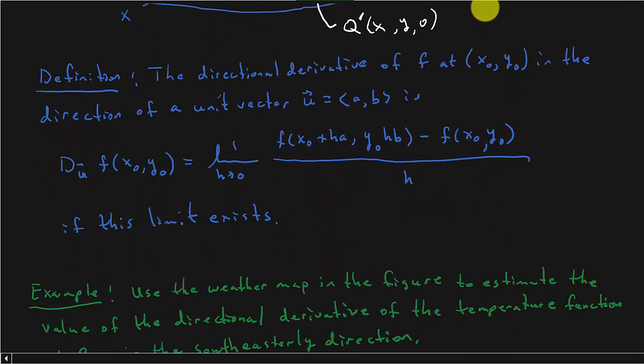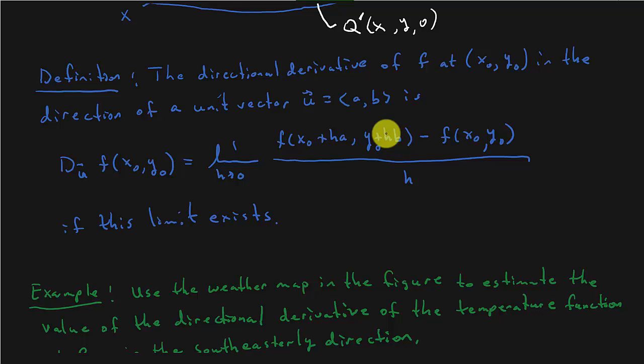Let's look at this. The directional derivative of f at x naught, y naught in the direction of a unit vector u equals a, b is, this is the notation, the limit as h goes to 0 of f of x naught plus h a, y naught plus h b, minus f of x naught, y naught, all over h, if this limit exists.